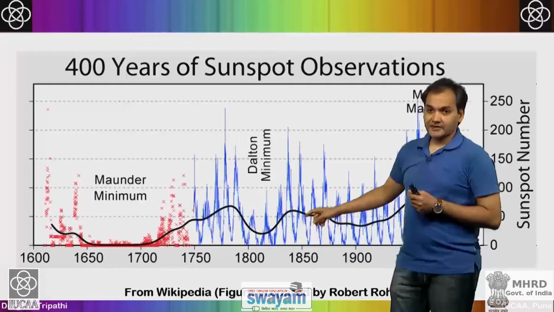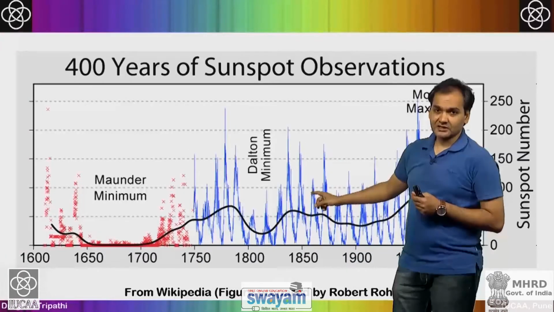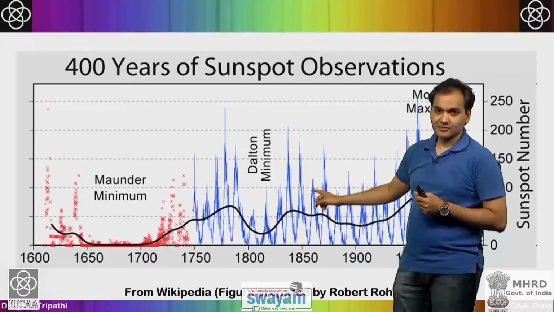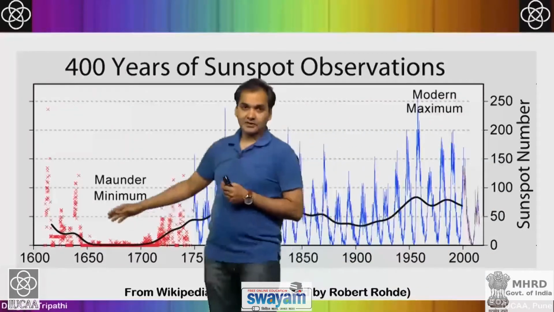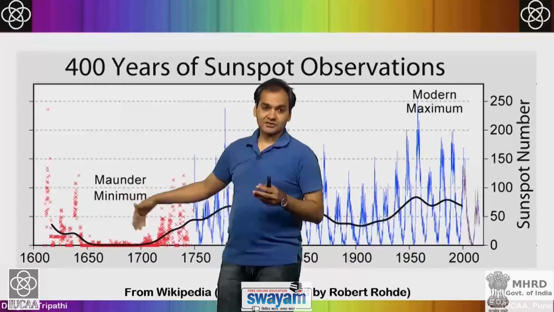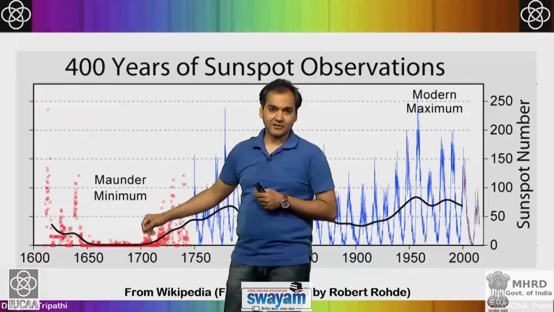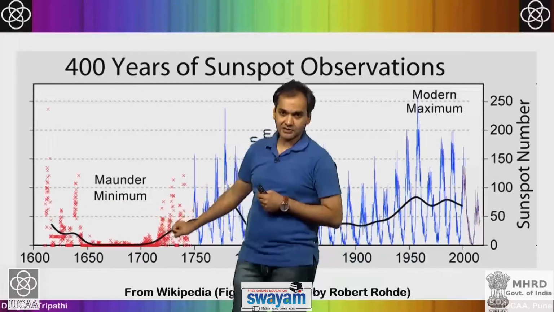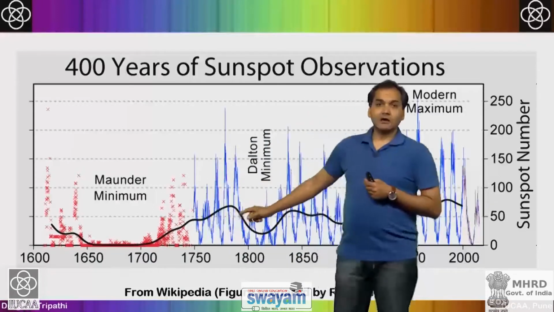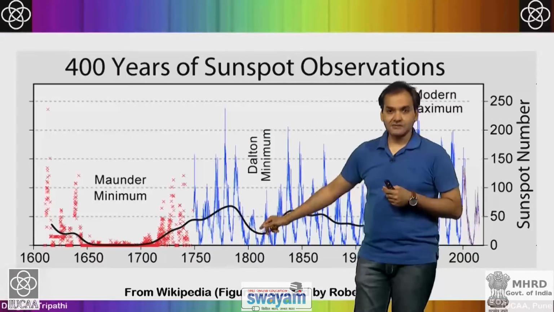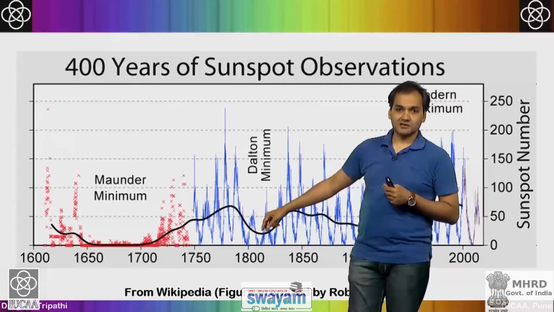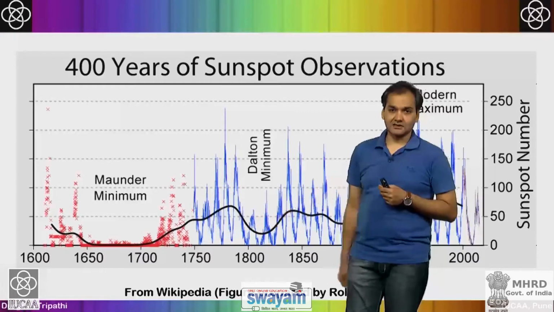Now, the number of sunspots appearing in a given cycle during the maximum is quite variable. For example, here there are no sunspots, there is no cycle as such, and that is called the Maunder minimum, which was discovered by Maunder and his wife. But there are also times when there are essentially very few sunspots, and that is called the Dalton minimum.